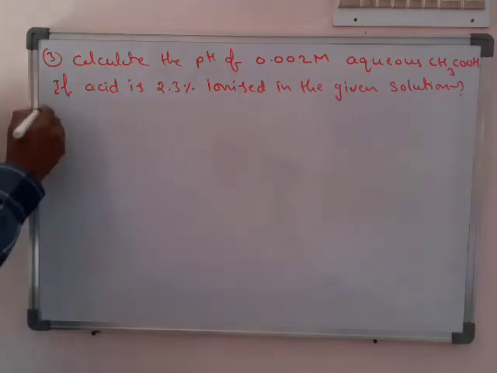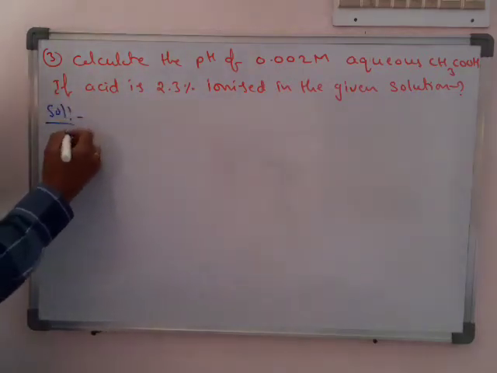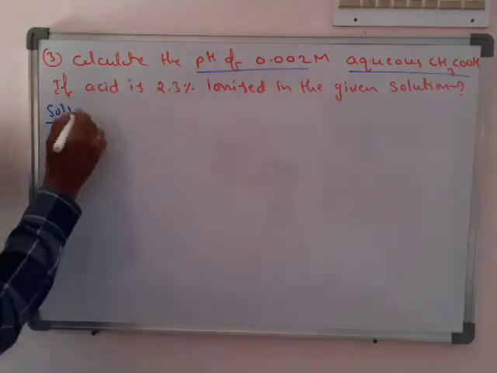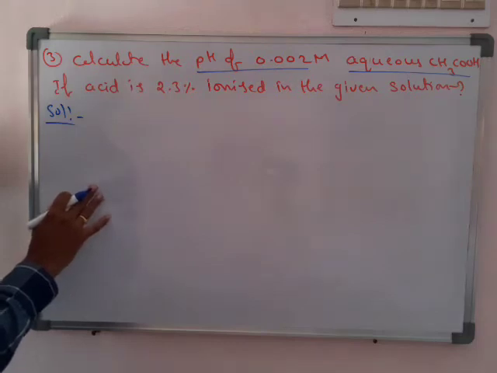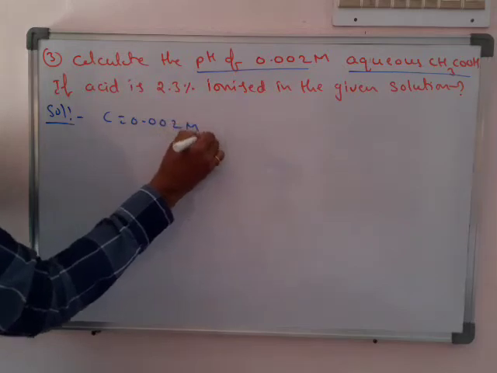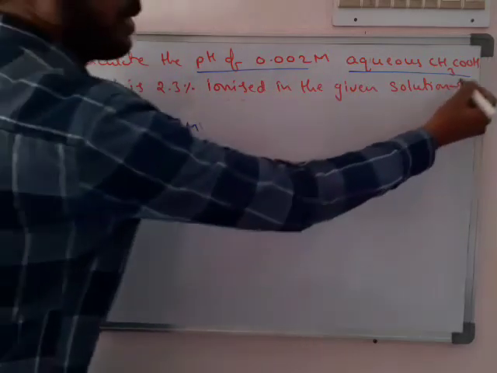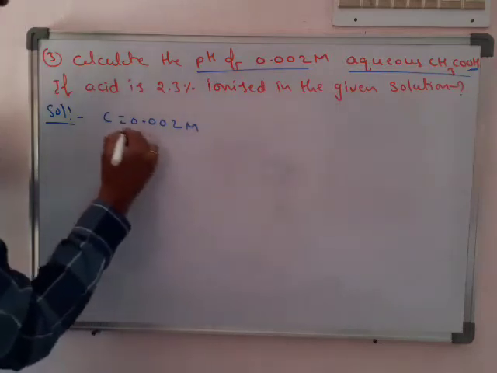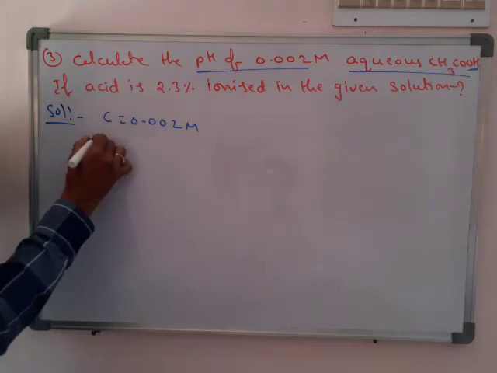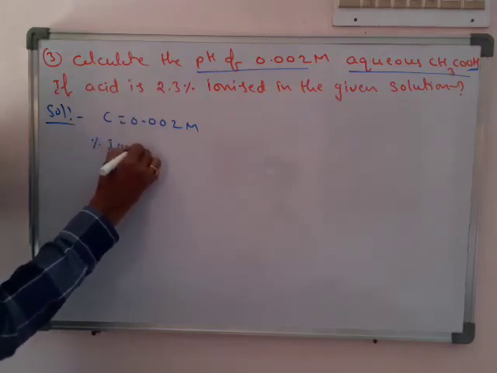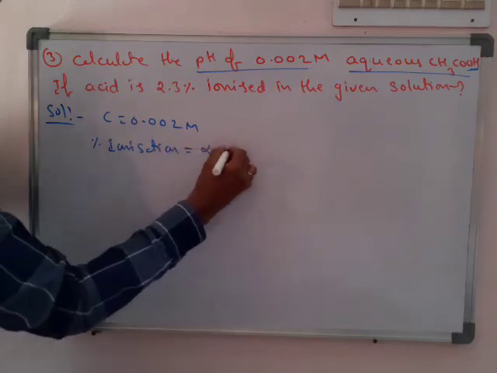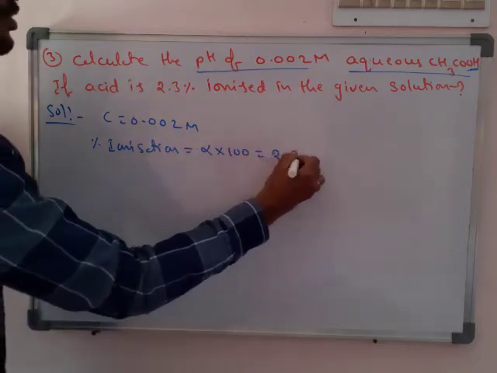Okay, see. So the pH of acetic acid is what we have to find. pH of aqueous acetic acid, so the concentration is given 0.002 M, and acetic acid is monobasic acid, so directly we take the concentration 0.002 M. So what is the percentage given? So percentage ionization means alpha into 100 is given 2.3.